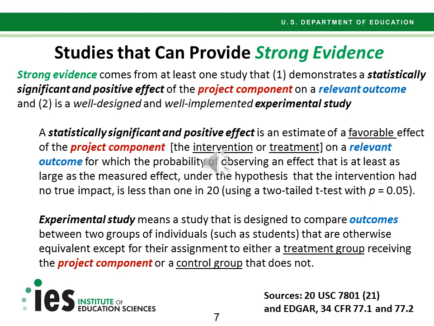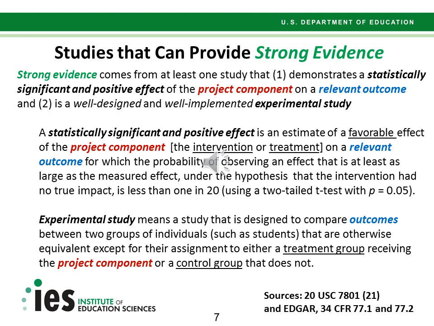A statistically significant and positive effect is an estimate of a favorable effect of the project component, that is, the intervention or treatment condition, on a relevant outcome, for which the probability of observing an effect that is at least as large as the measured effect under the hypothesis that the intervention had no true impact is less than 1 in 20, that is, has a p-value under 0.05 using a two-tailed t-test.